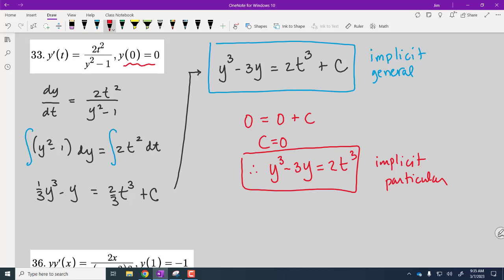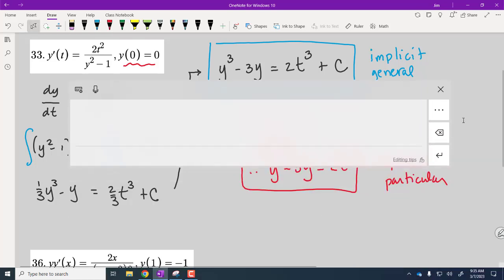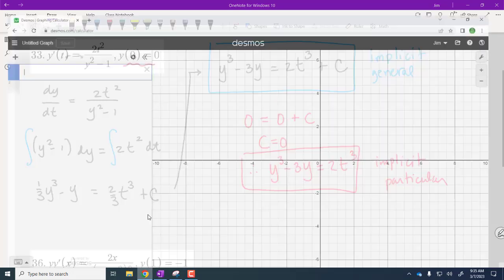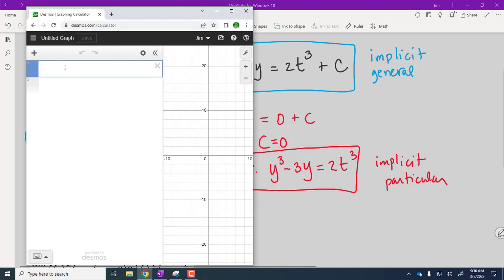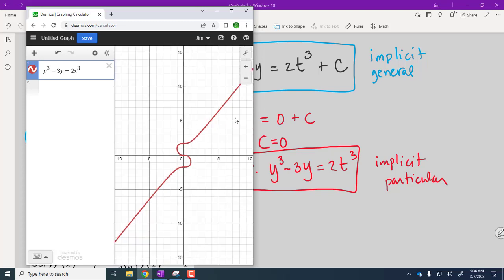Now let's just take a look at a graph of this implicit solution. We can pop this into Desmos and just get a sense of what it looks like. Let's see. So we'll write this as y cubed minus 3y. In Desmos, we'll write it with an x instead of a t. And that should be a cube up there. So there is the solution. So that is the implicit solution.